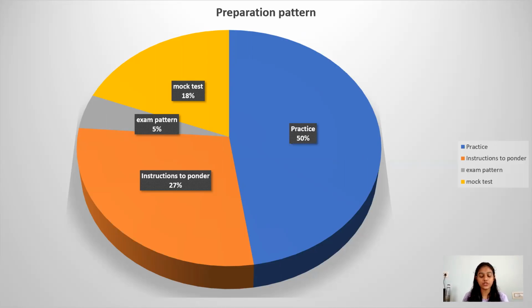Next is instructions to ponder. This has almost 27 to 30% of the test, almost one quarter of the preparation. If you have the instructions to ponder in hand, then you can complete another 50% of practice. So this 27% influences this whole 50% part.